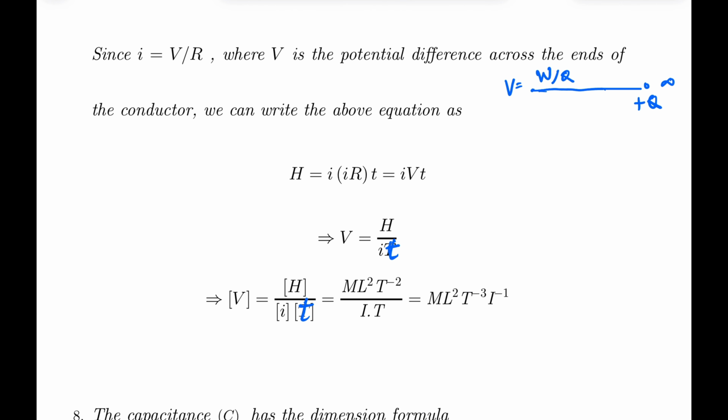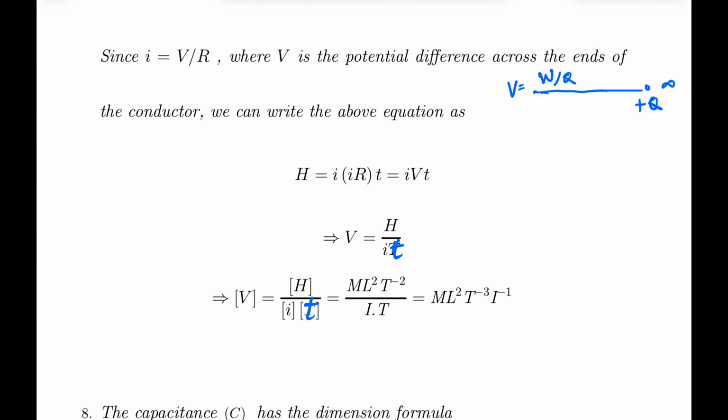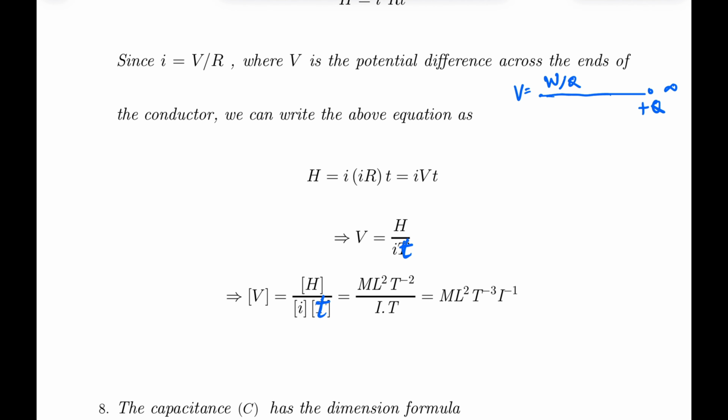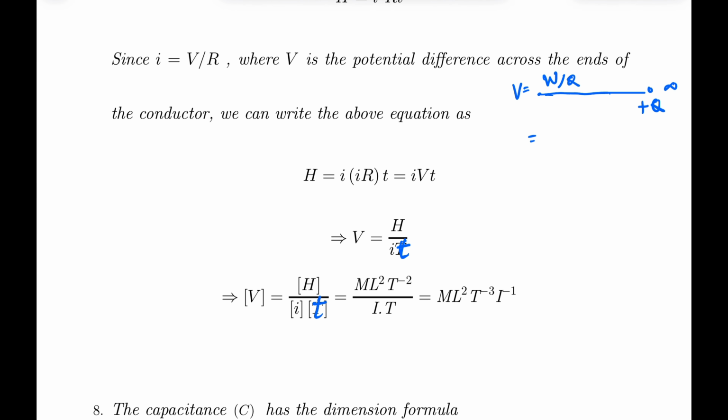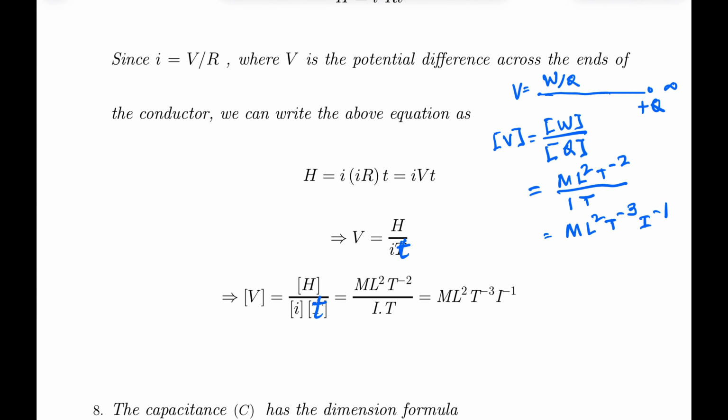Q चार्ज को ट्रांसफर करने में W वर्क करना पड़ा, इसलिए यूनिट चार्ज को ट्रांसफर करने में work done is W upon Q. Okay, so the dimensional formula for V is equal to dimensional formula for W upon dimensional formula for charge Q. For W, we have M L square T to the power minus 2. For charge, we have dimensional formula I into T. So this gives you here M L square T to the power minus 3 I to the power minus 1.